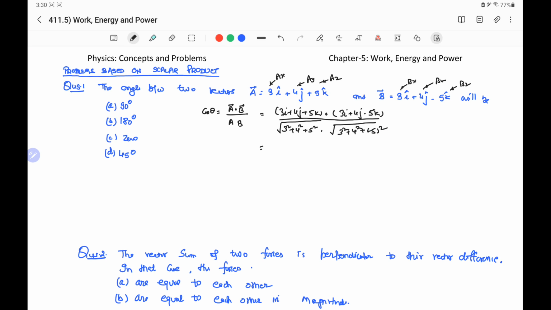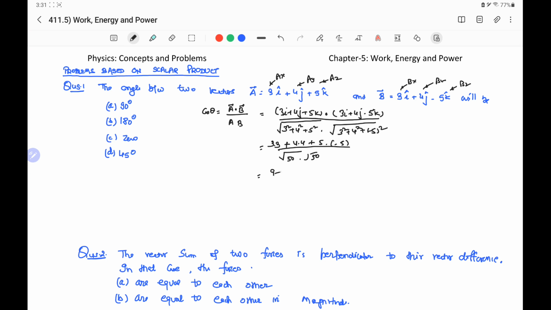While taking the dot product of two vectors, we have to multiply the magnitude of the unit vectors which are equal, and other will be 0. So this i dot i will be 1, so magnitude will be 3 into 3 plus j dot j has the magnitude 4 into 4 plus, and for k dot k we will have the value 5 into minus 5, divided by root 50 into root 50.